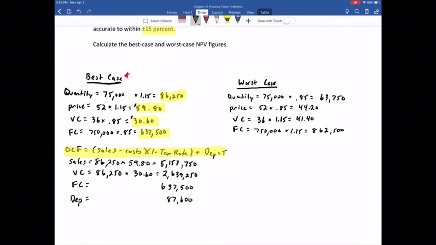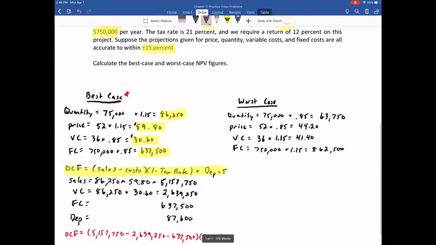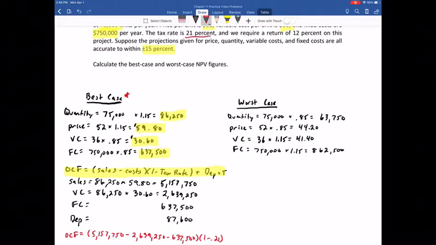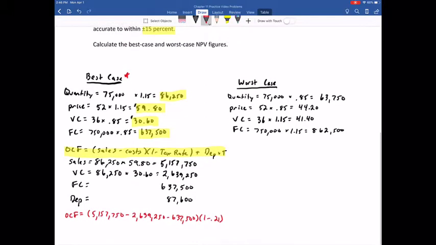So with the tax shield approach, the operating cash flow for the best case scenario, sales would be $5,157,750 minus my costs. I have two different types of costs, so I have my variable cost of $2,639,250 minus my fixed cost of $637,500. I'm going to take this value and multiply it by 1 minus the tax rate. In this case, the tax rate was 21%. This is given in your required pieces of information, or your given information.